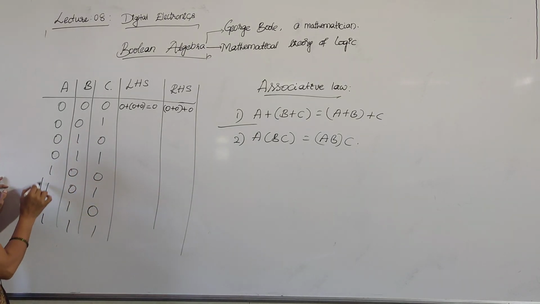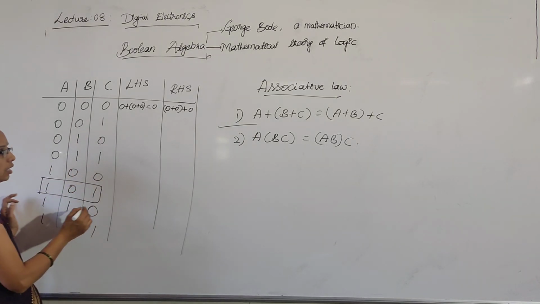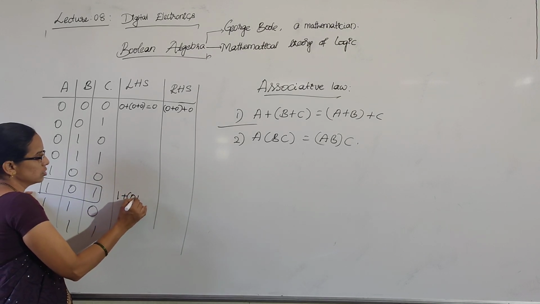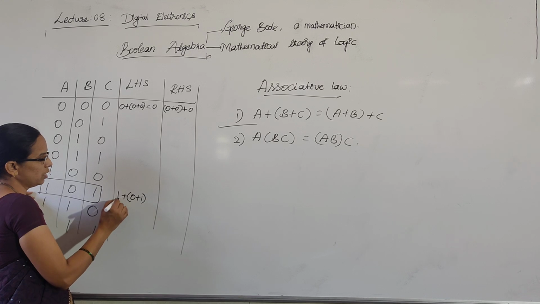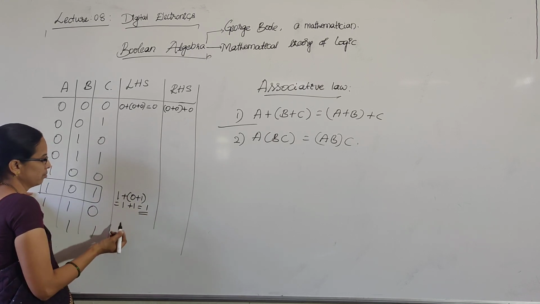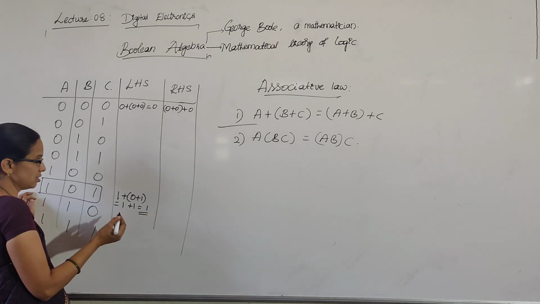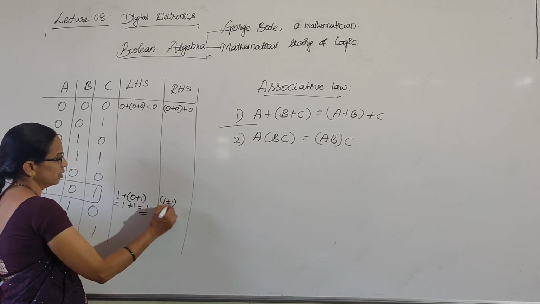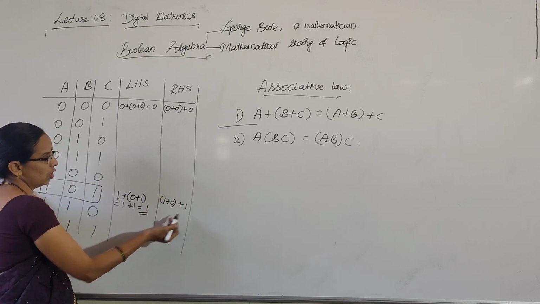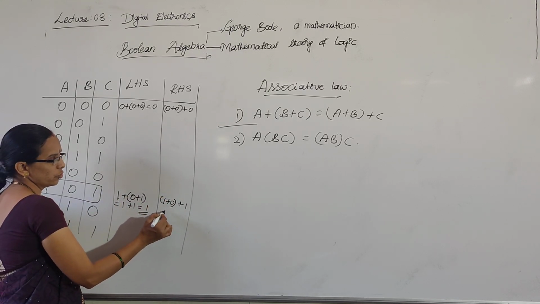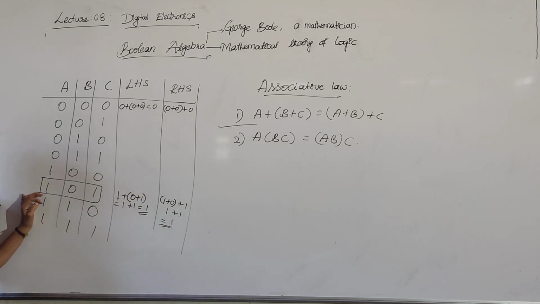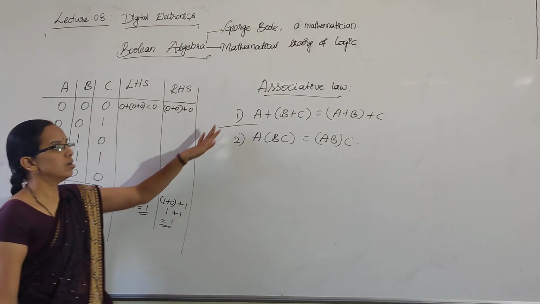I will take randomly this one. First equation, 1 or 0 or 1, that will be 1 or 0 is 1, 1 or 1 is 1. In the RHS, 1 or 0 or 1, will be 1 or 0 is 1, it will be 1. Okay, so associative law is proved.